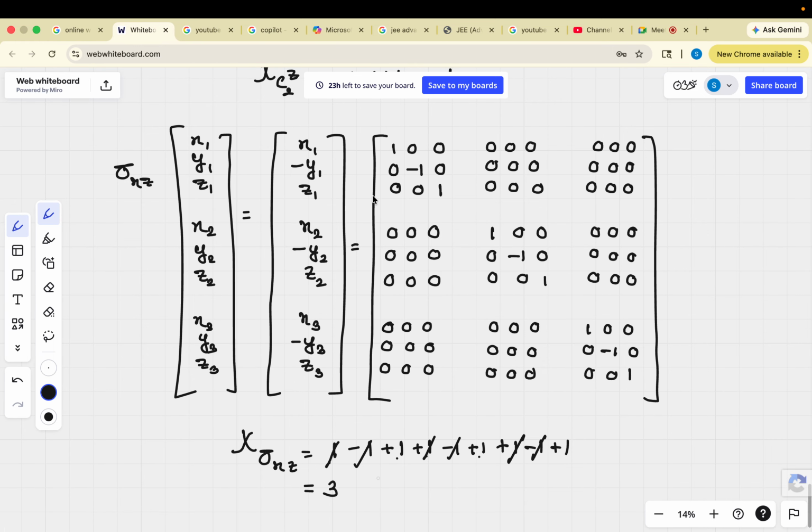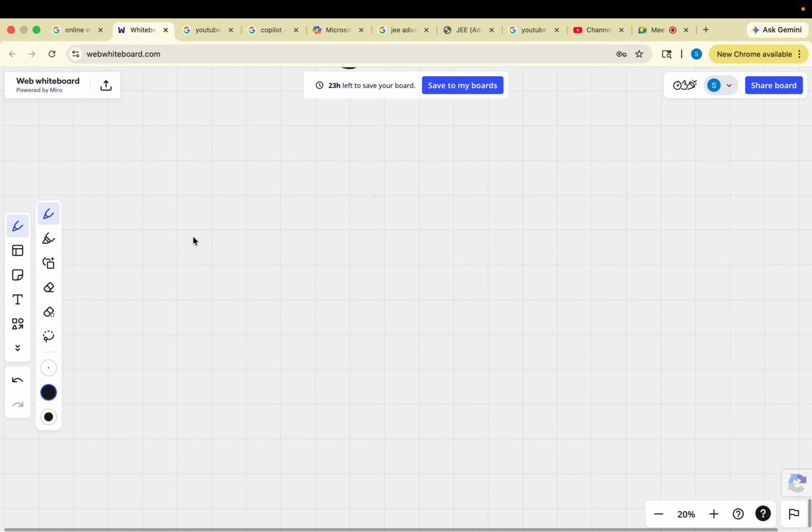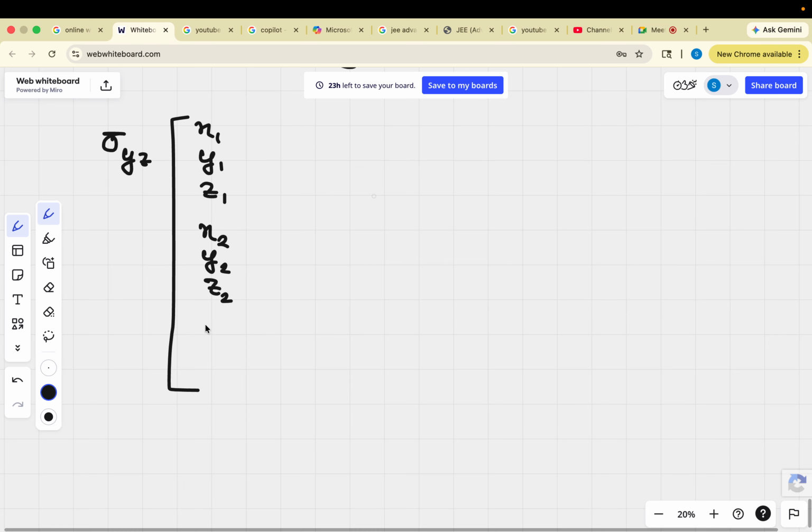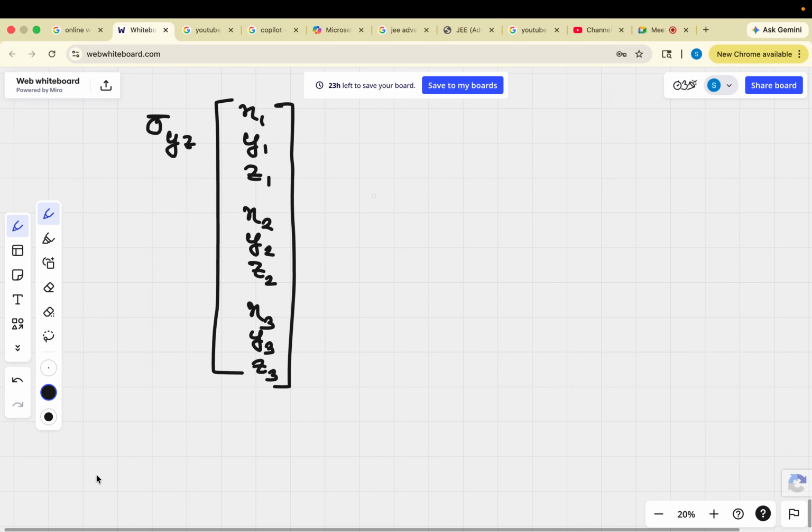Okay, similarly you can find out for your sigma yz plane also. So sigma yz for this whole coordinates. So what I have? x1 y1 z1, next you have x2 y2 z2, and lastly I have x3 y3 and z3, right? Now you just see that this is your x-axis, this is your y-axis, and this is your z-axis, right? So yz plane means basically we are talking about this plane.